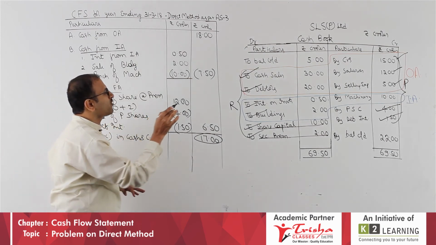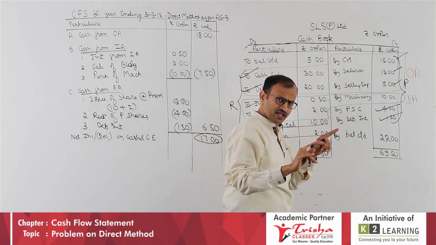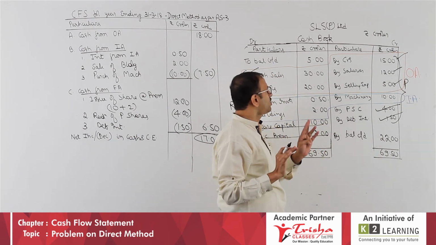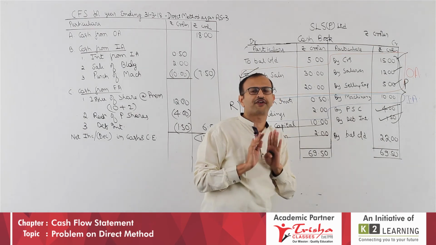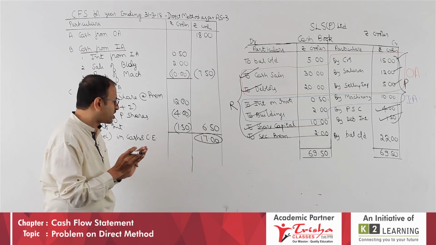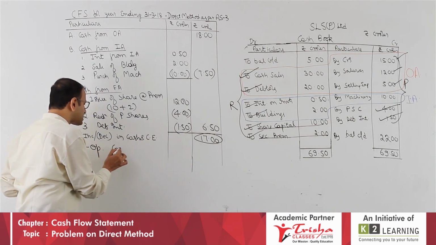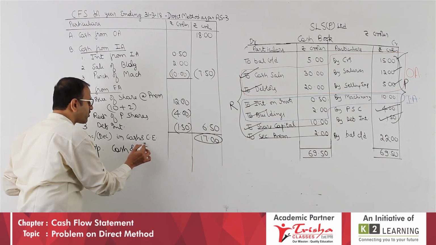Okay. So, what is the opening balance? 5. What is the closing balance? 22. Is the difference or increase 17? Yes. So, 5 plus 17, 22. So, what you have done is correct. Now, just like that you should not do. You should do the reconciliation here only. How do you reconcile? At opening cash and cash equivalents.